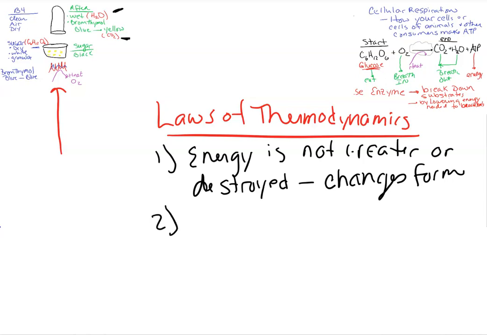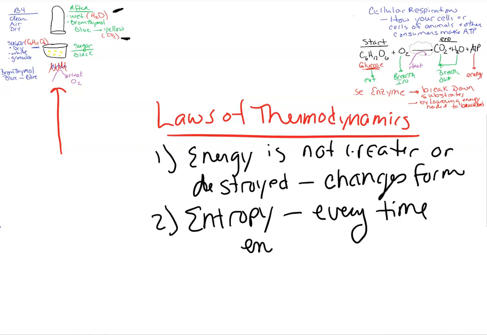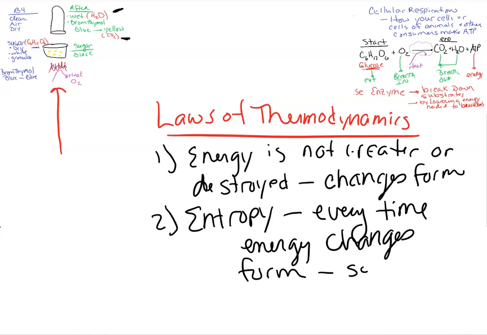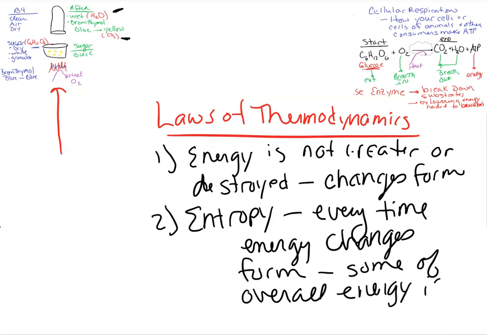The second thing that we see in the laws of thermodynamics is something that is called entropy. What entropy talks about is how every time energy changes form, some of the overall energy is lost, and it is lost to space as heat. Okay, so what does that mean?